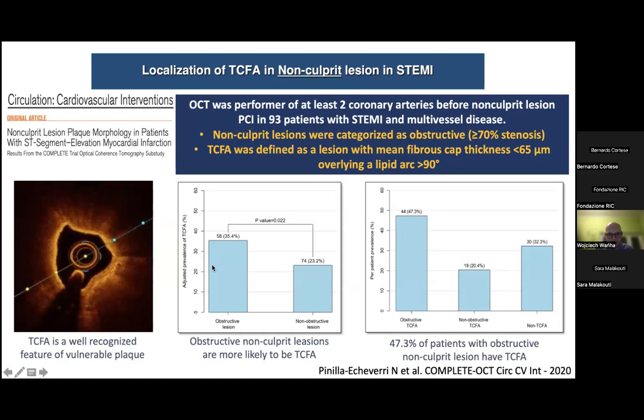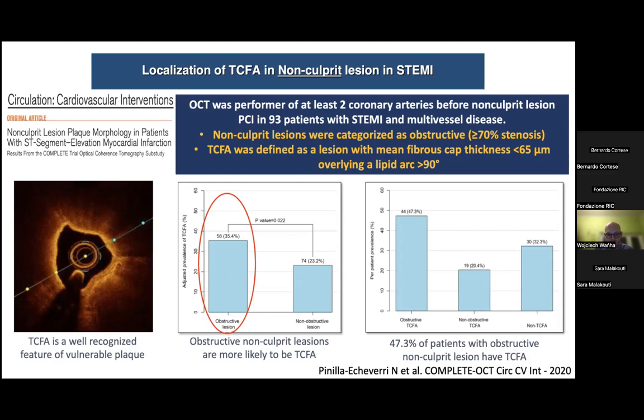So here we have the results from the COMPLETE OCT study, which also assessed patients with TCFA in the location where there was no culprit lesion. The results from those studies show that obstructive non-culprit lesions are more likely to be TCFA. In that study, non-culprit lesions were categorized as obstructive, so significant, with more than 70% stenosis. And in that study, TCFA was defined as a lesion with mean fibrous cap thickness less than 65 micrometers, overlying a lipid arc more than 90 degrees.